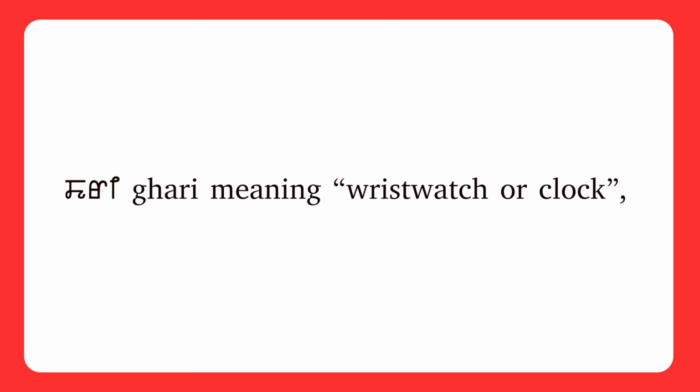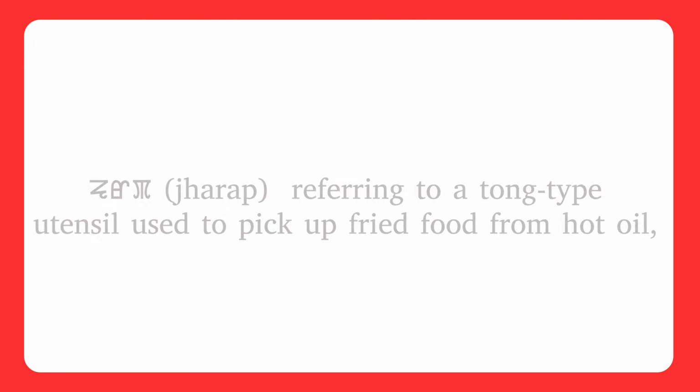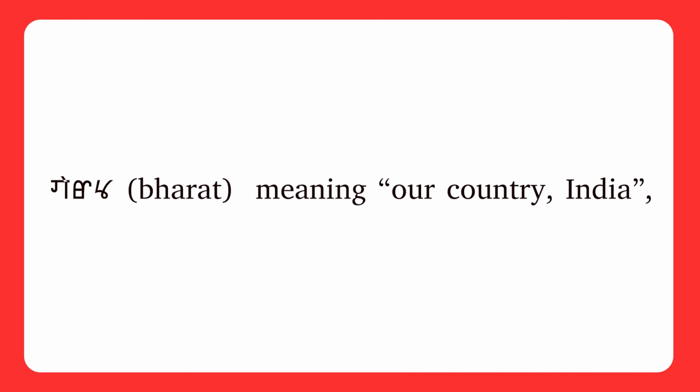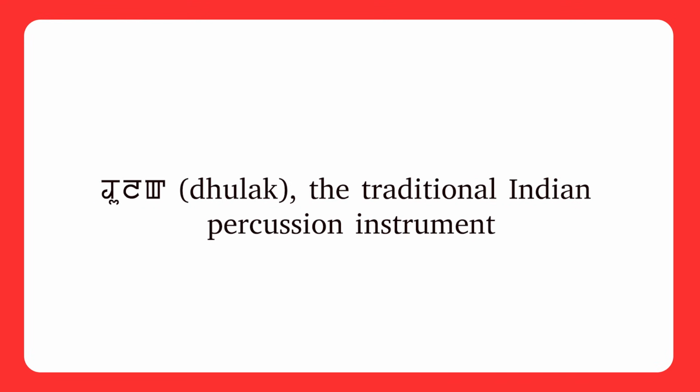For example, words such as Ghari, meaning wristwatch or clock, Zarab, referring to a thong-type utensil used to pick up fried food from hot oil, Bharat, meaning our country, India, and Dhulok, the traditional Indian percussion instrument, all entered the Manipuri lexicon from outside sources. To represent the sounds in these borrowed words, Manipuri uses 4 loan letters collectively known as Apu Mayek.